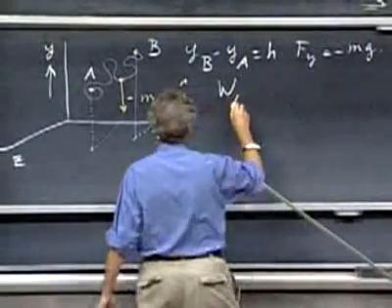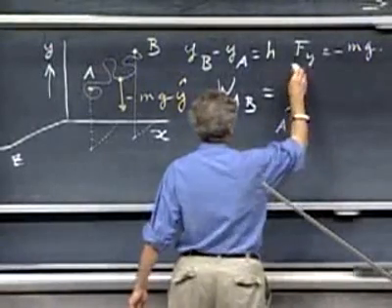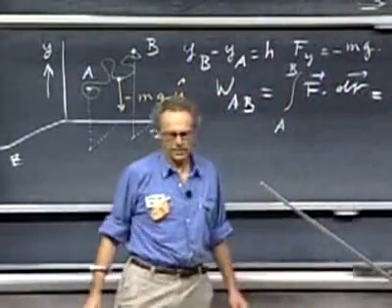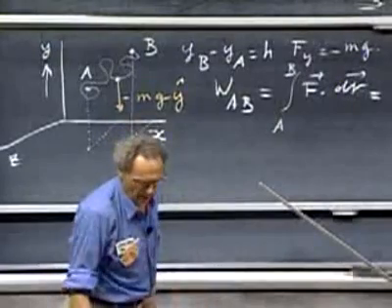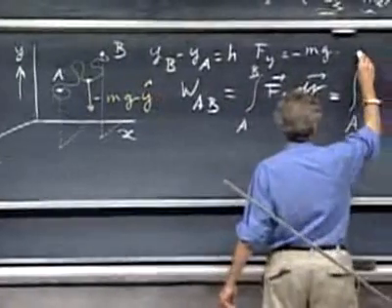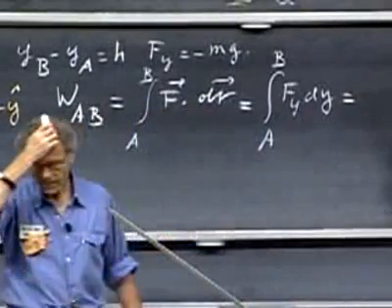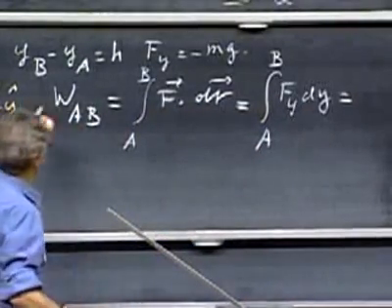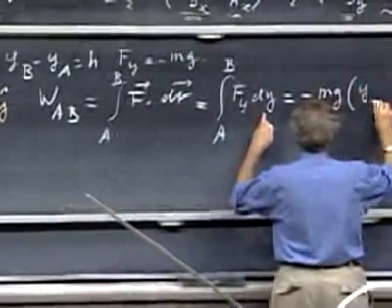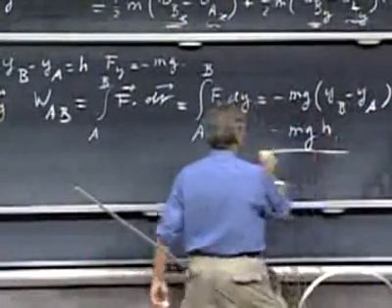If I calculate now the work in going from A to B, which is the integral from A to B of F dot dr, then the only term that I have is the one that deals with the y direction. The other terms have nothing in them. So it is the integral from A to B of F_y dy. And that equals minus mg times y of B minus y of A, so that is minus mg times h.